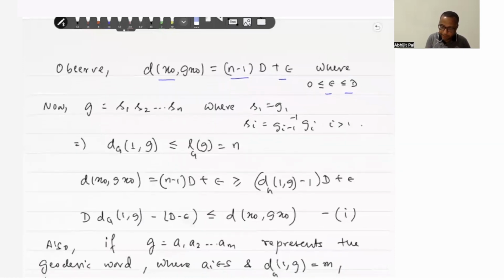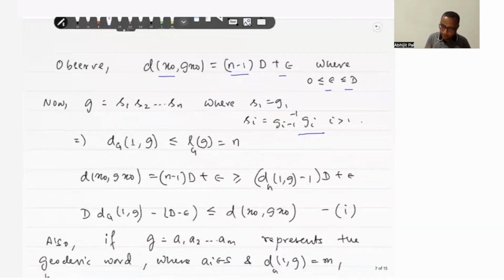Also, we have seen this thing. So G is equal to S1, S2, Sn, where S1 is equal to G1 and Si is equal to Gi minus 1 inverse Gi. Now the distance between 1 and G in this group G will be less than or equal to the length of this element G, and the length of this element is exactly equal to n. It follows from here.